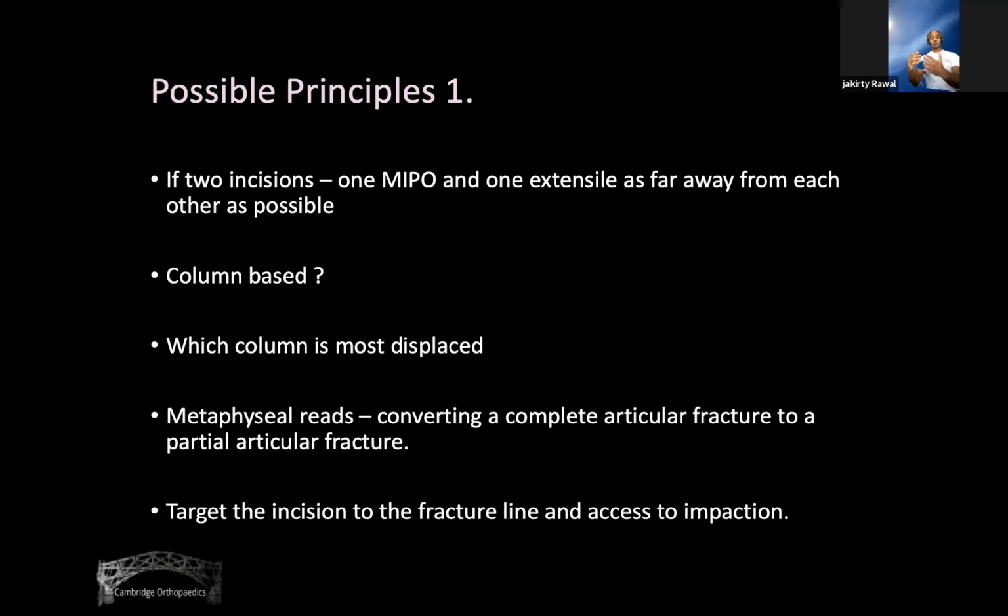And I'm moving towards more of a column-based theory of practice. Which column I'm addressing when I'm looking through that scan is dependent on where my easiest metaphyseal read is to try and get my articular congruity, and which one's the most short. So is it the posterolateral or is it the posteromedial? Which one's the most short column? And I'm targeting the incision as to where that fracture line is, where I can see that reduction.